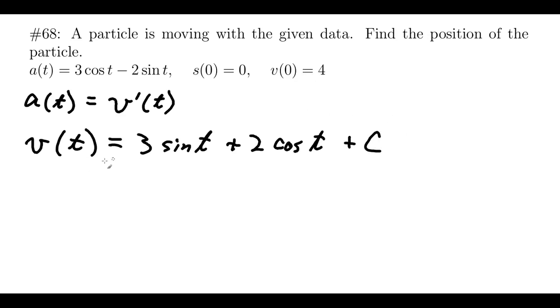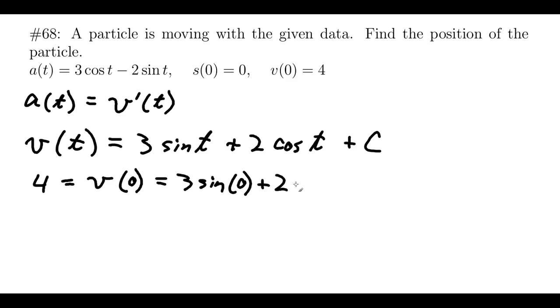We use the fact that 4 is equal to v of 0. And v of 0, if you plug that in, is 3 times the sine of 0, plus 2 times the cosine of 0, plus the constant c. The sine of 0 is 0, cosine of 0 is 1, so this is 2 plus c. And this tells us if 2 plus c equals 4, that means that c must equal 2.